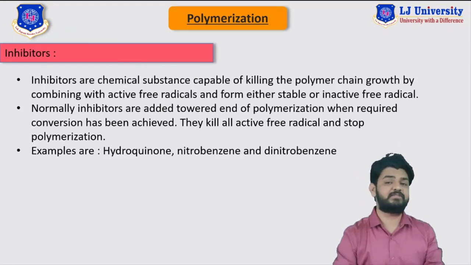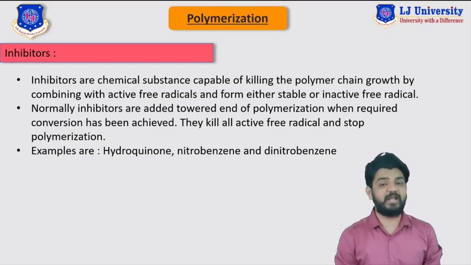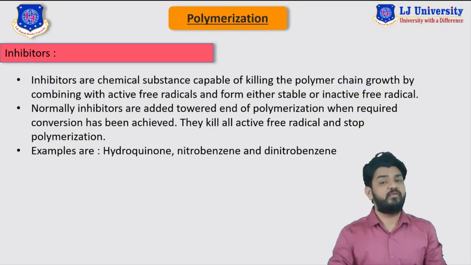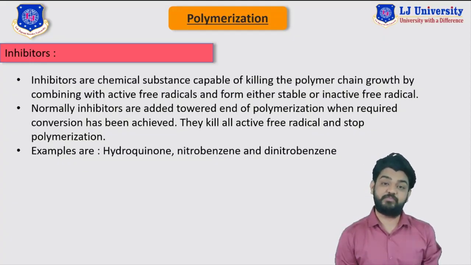Well, inhibitors are a special kind of compound that are used to kill or arrest this polymerization process. You can see on the screen that inhibitors are chemical substances capable of killing a growing polymer chain by combining with active free radicals and forming either stable or inactive free radicals. So we add the inhibitor in the polymerization process when we believe that the desired conversion or yield has been achieved, so that we can arrest or stop this polymerization process.